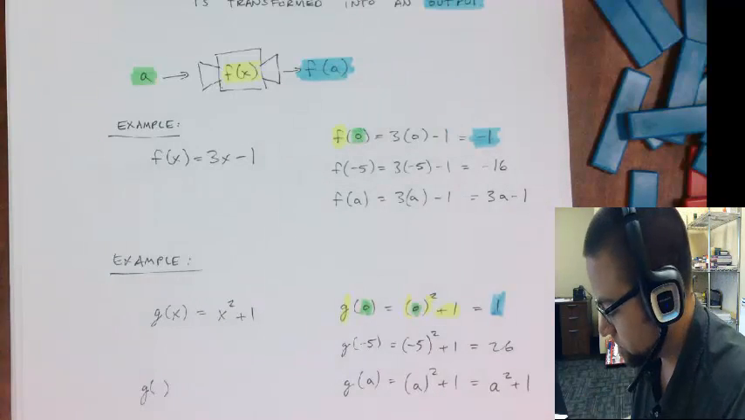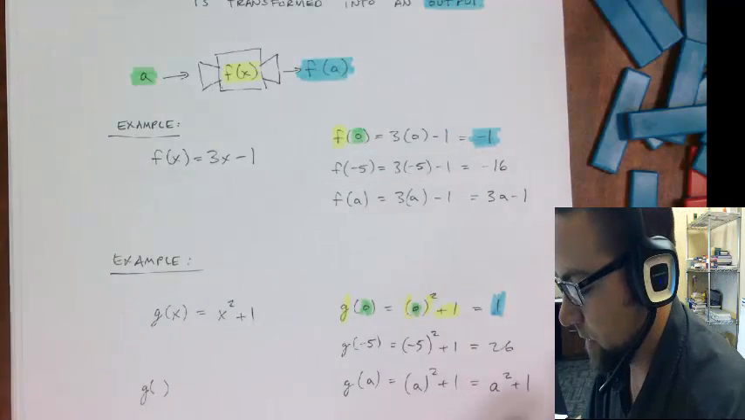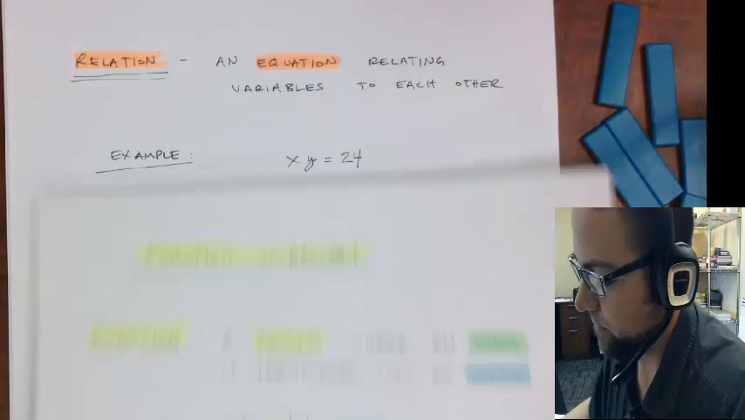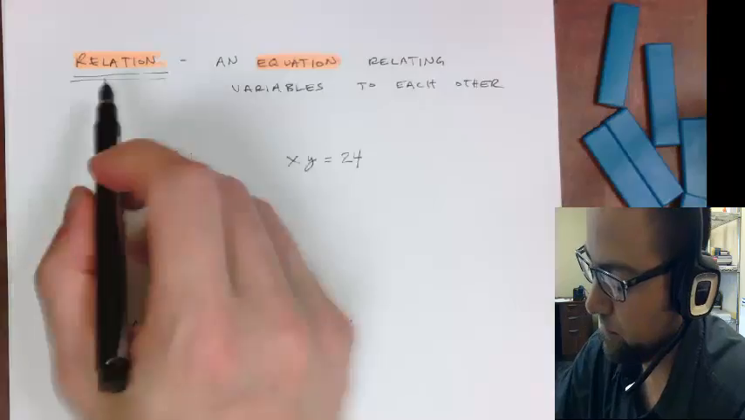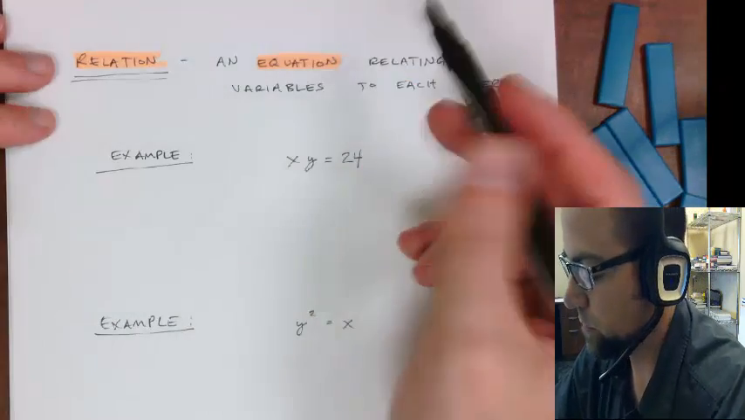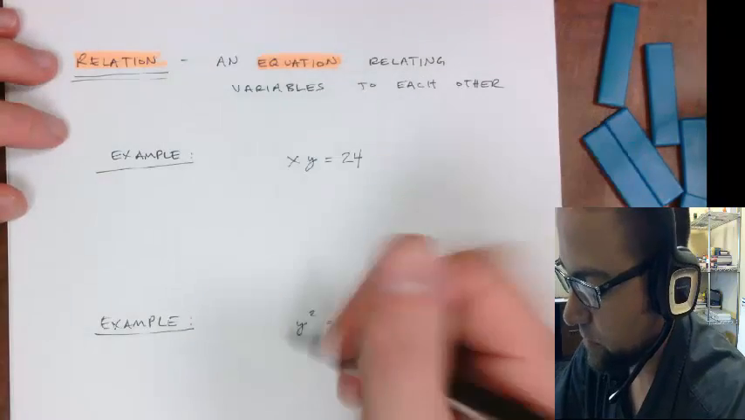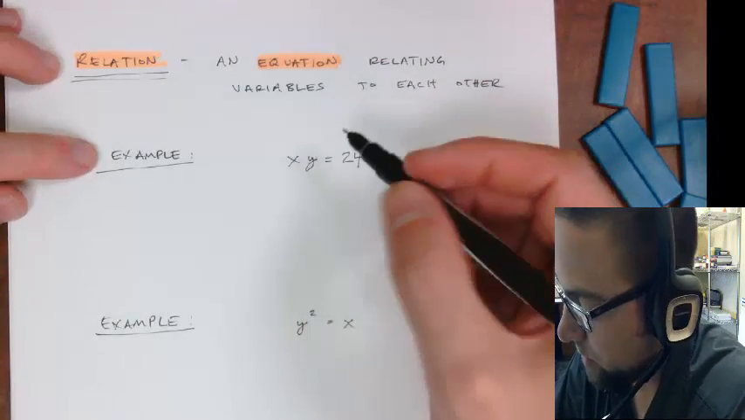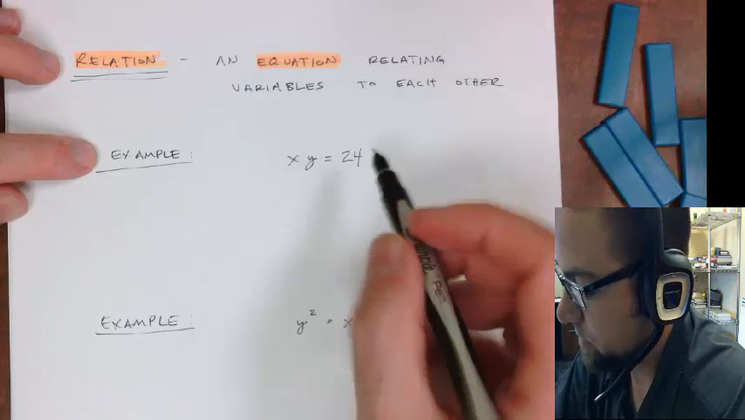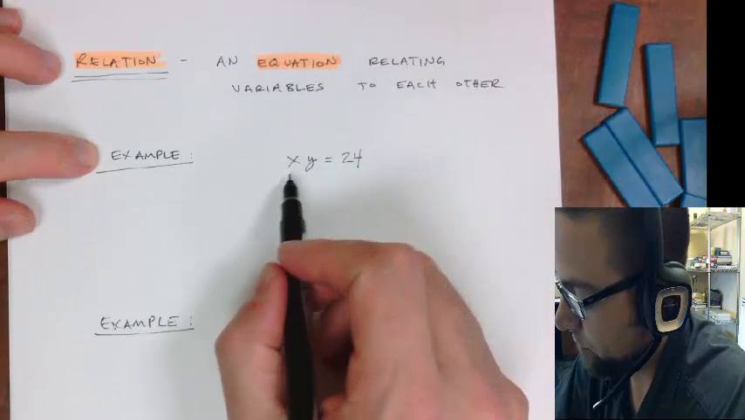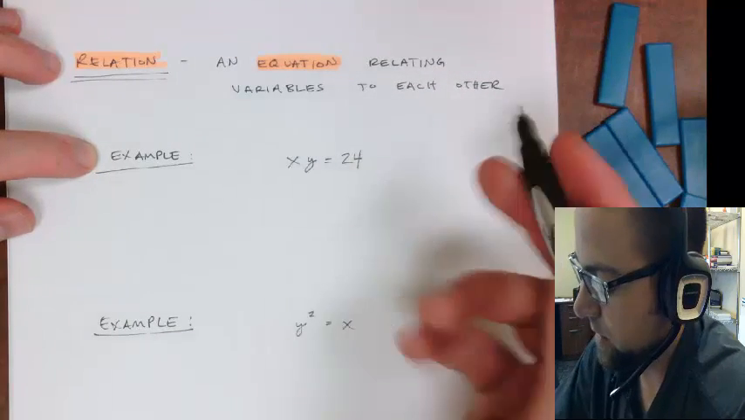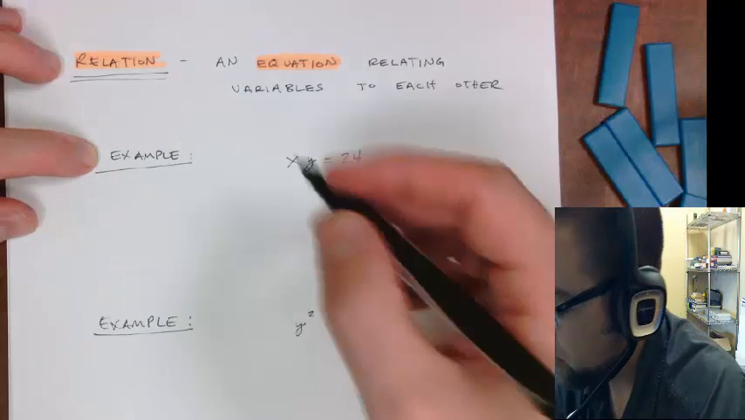Okay, now let's compare to a non-example. We do have equations that are not functions, in the case of some relations. All relations are just equations that relate variables to each other. So there are relations that are not functions. For example, we have x times y is 24.